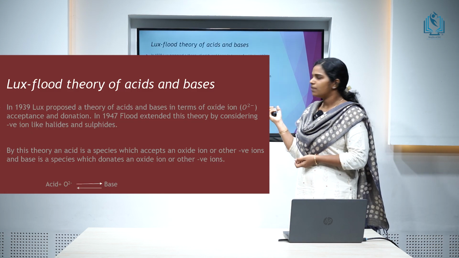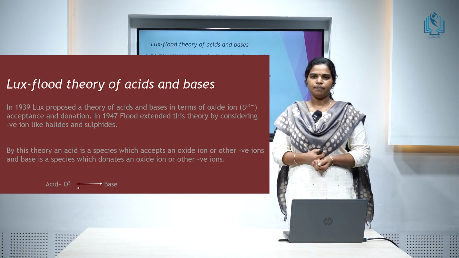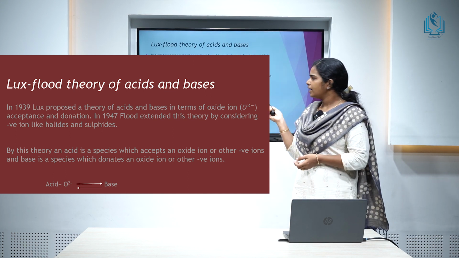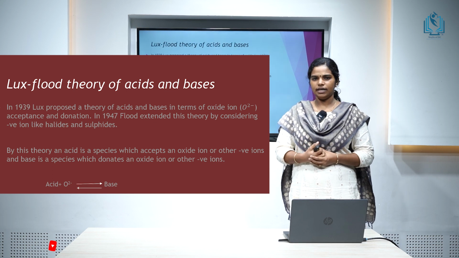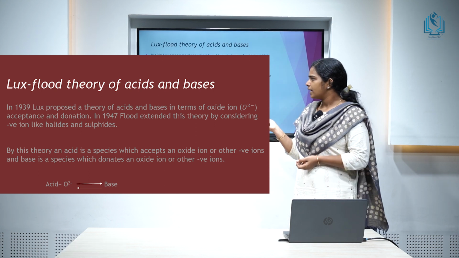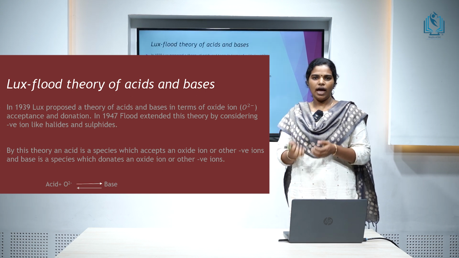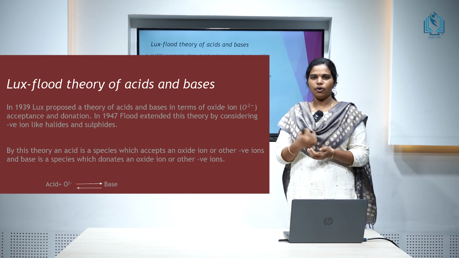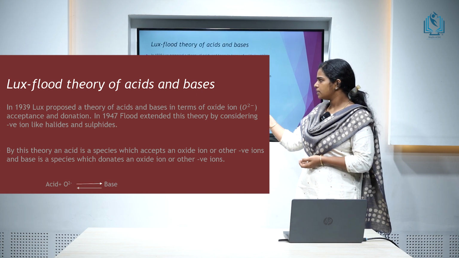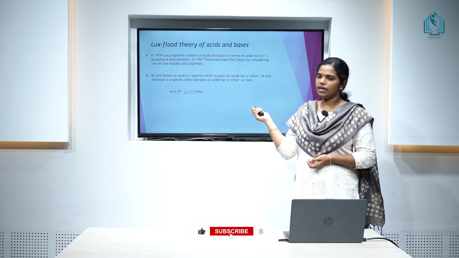First theory, the Lux-Flood theory of acids and bases. In 1939, Lux proposed a theory of acids and bases in terms of oxide ion donation and acceptance. And in 1947, Flood extended this theory by considering anions such as halides and sulfides. So, we can say an acid is a species which accepts an oxide ion or other anions. Then a base is a substance which donates an oxide ion or other anions. And a general reaction is given here: acid plus oxide ion giving base. In reverse, base giving acid plus oxide ion.